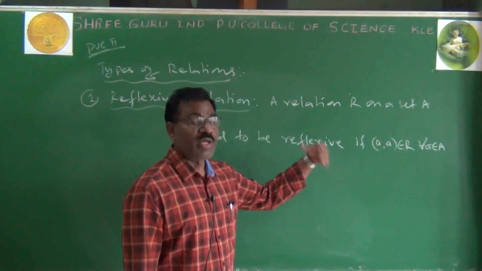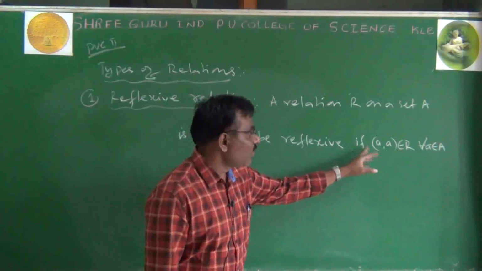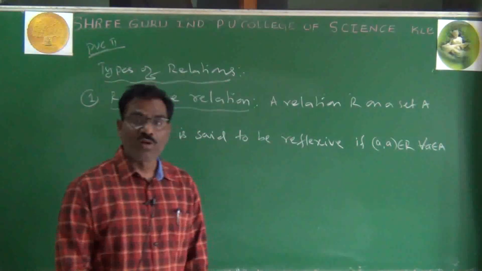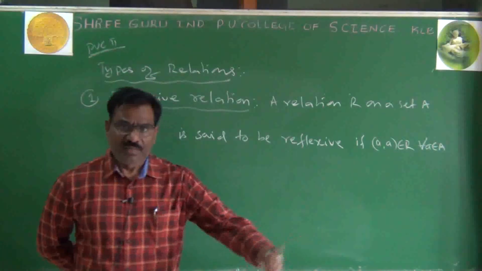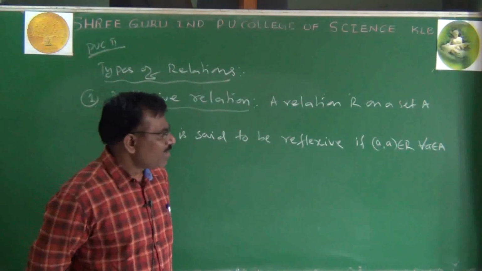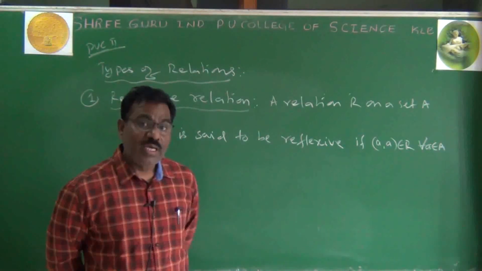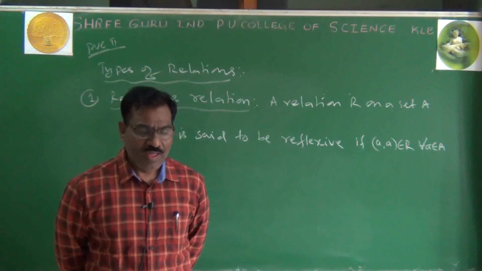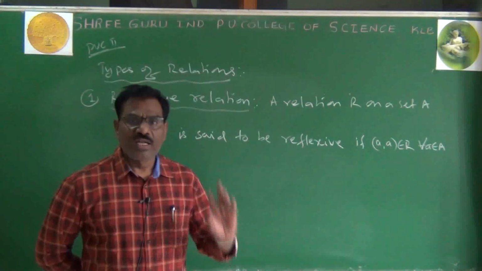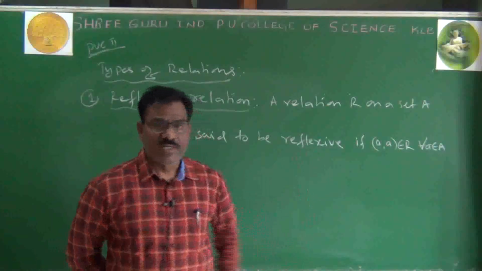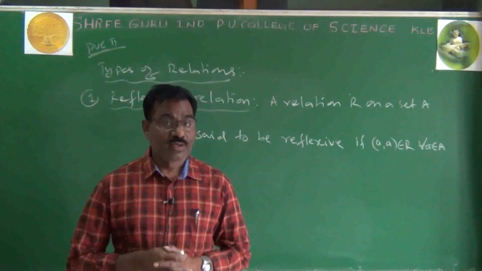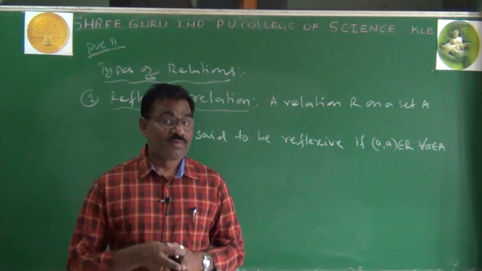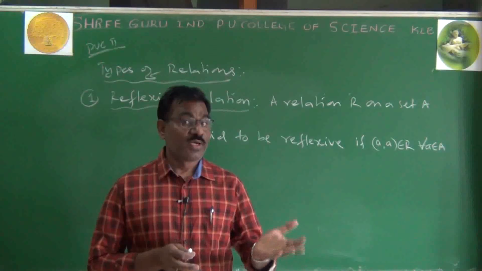A relation is said to be reflexive on set A if (a, a) belongs to R for all a belongs to A. What is the meaning? Another way: if a belongs to A, then (a, a) belongs to R. Every element of set A is related to itself. What is the reflexive relation? Every element of set A is related to itself.